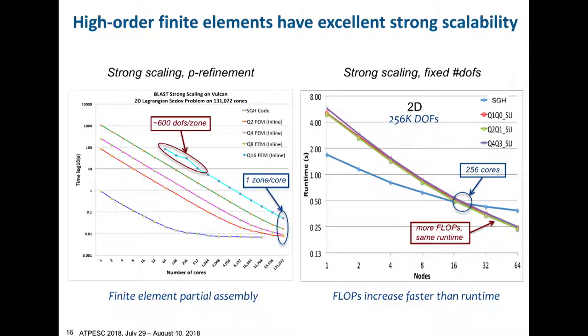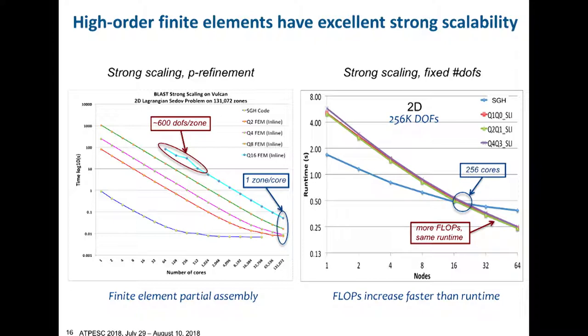Okay, in addition to providing good results, BLAST also scales very well. These are two plots of strong scaling. Strong scaling means using more and more cores to solve the same problem. And we have several curves that correspond to different orders. So this is order 2, 4, 8, and 16. And what you can see here, this goes up to 130,000 cores on a BGQ machine, very similar to Mira.